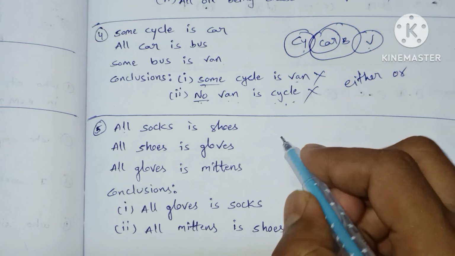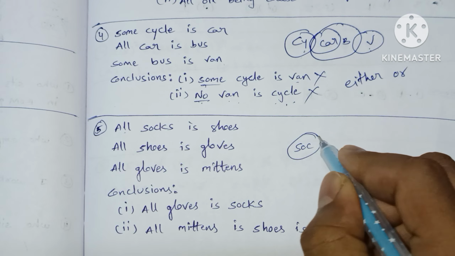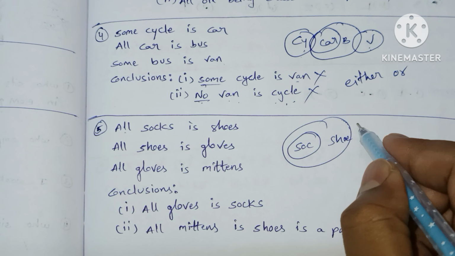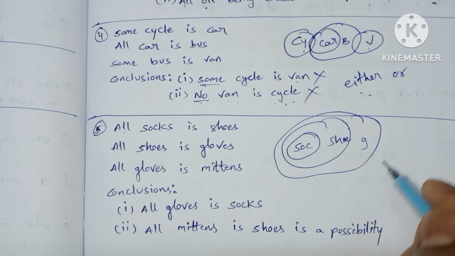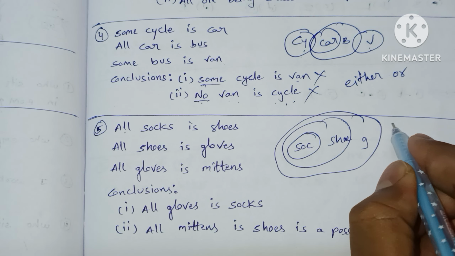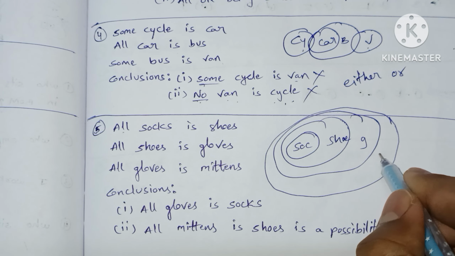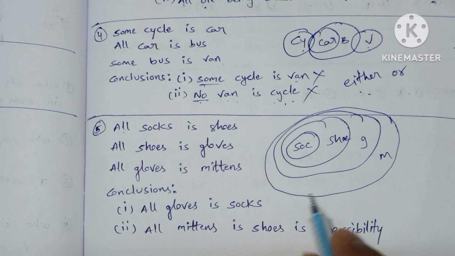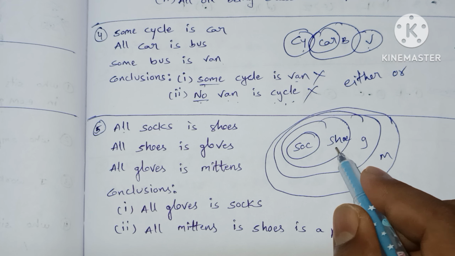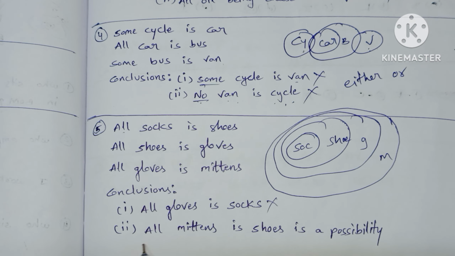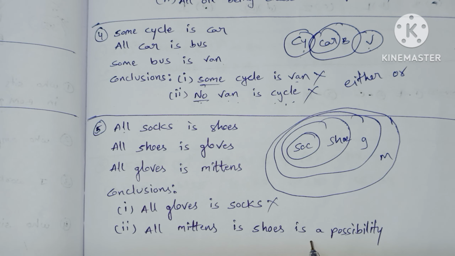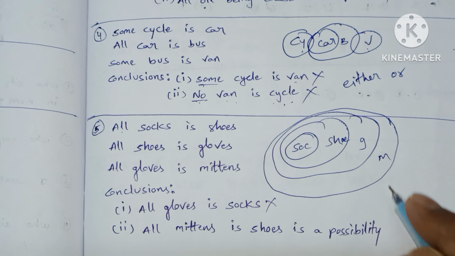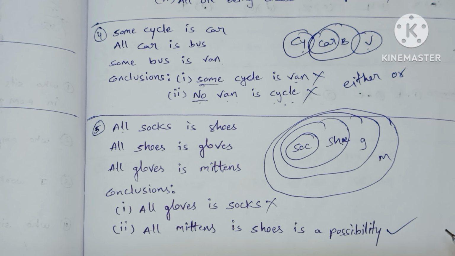All socks is shoe. All shoe is gloves. All gloves is mittens. Conclusions. All gloves is socks. Reverse, it fails. All mittens is shoe is a possibility, as it is true.